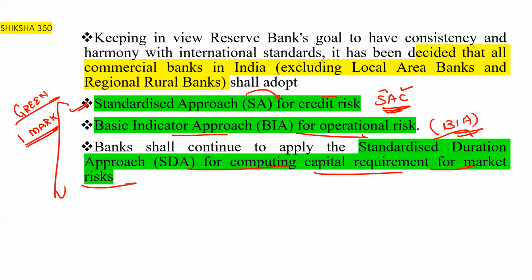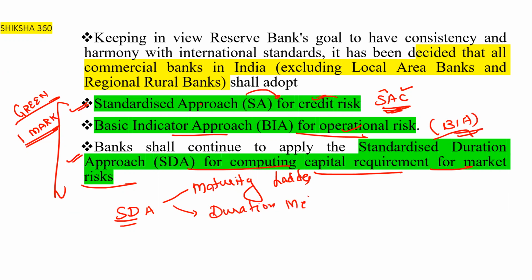These are the important ways we will use for computing the risk. For credit risk, standardized approach; for operational risk, basic indicator approach; and for market risk, standardized duration approach. Under the standardized approach we discussed the maturity ladder based method, and second, the duration method. Here we have to follow the duration method.